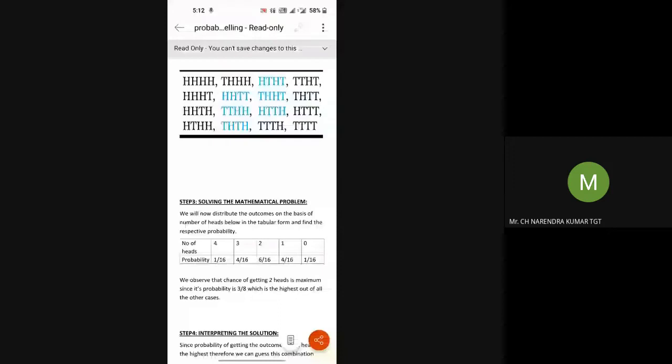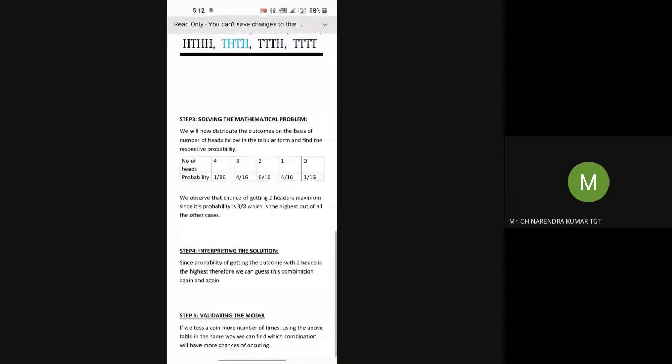There are 4 cases in which 1 head turns up, so 4 by 16. And there is only 1 case in which there is no head, which is T, T, T, T. So the probability becomes 1 by 16. From this table, we see that the highest probability is of the case where we are getting 2 heads and 2 tails, like HHTT.